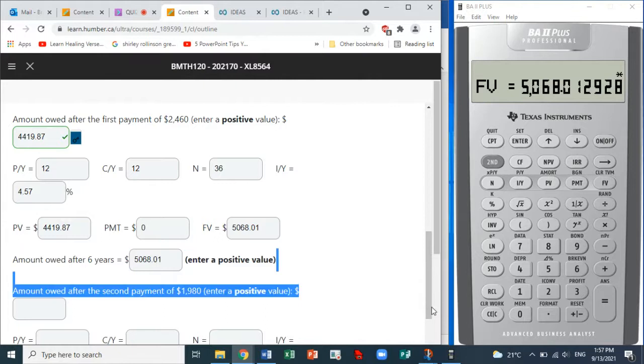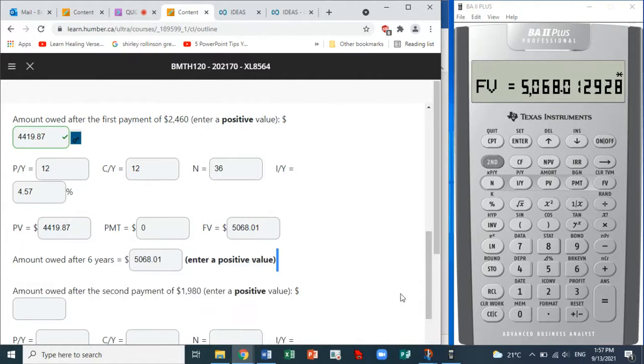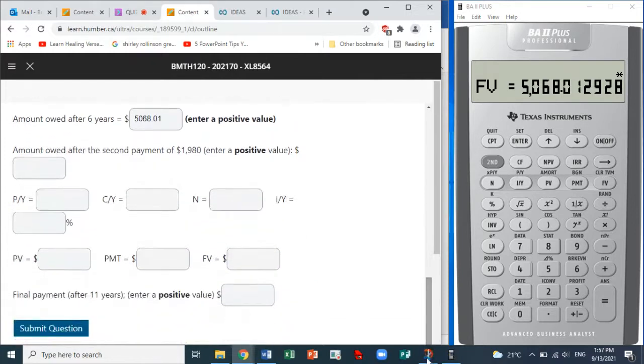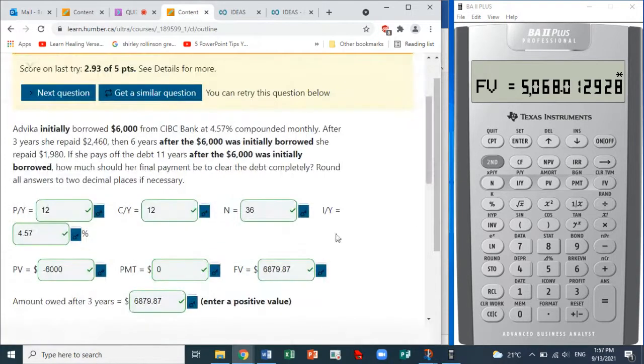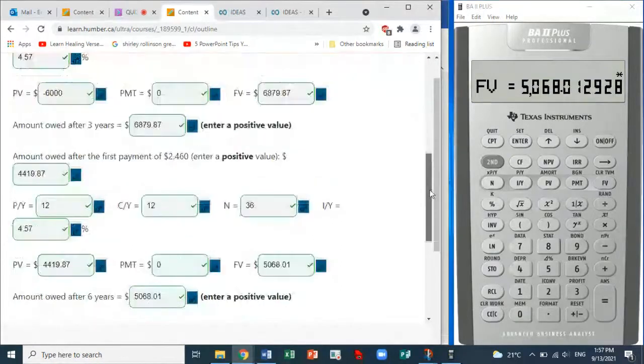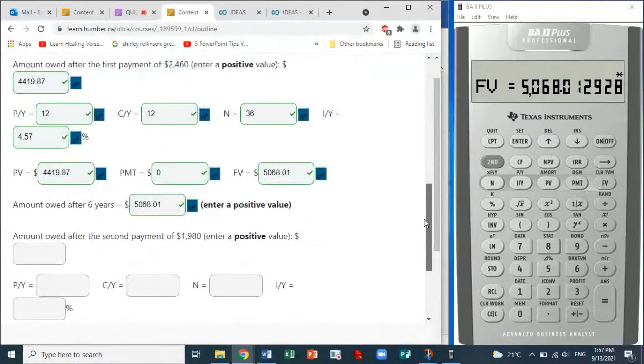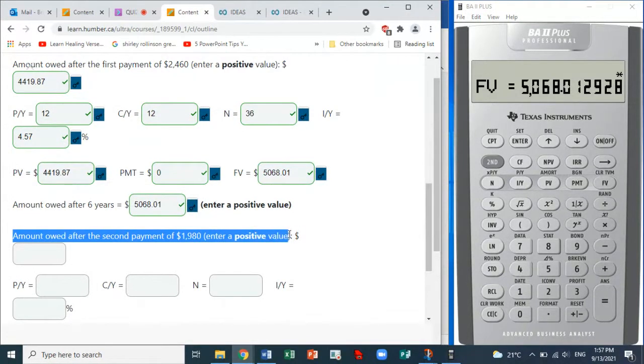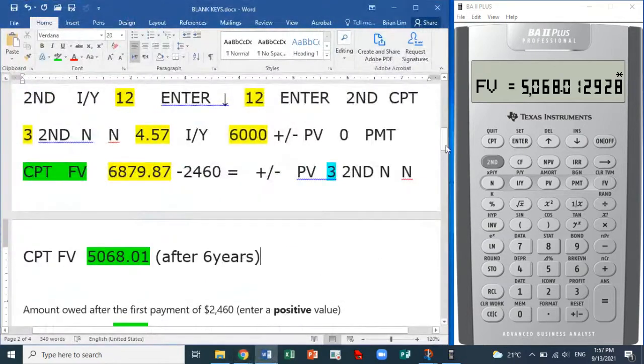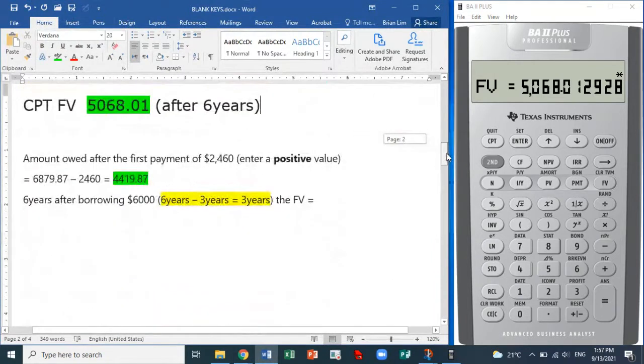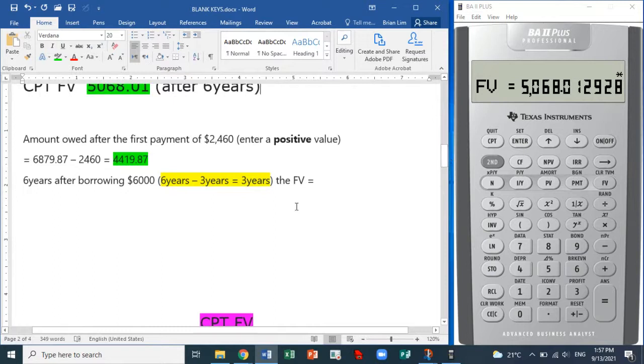We can go and check our answer. Let's go down. We're getting a little bit of a problem. And then we will go down now, and we can submit and see if our numbers are correct, and they are. Now the amount owed after the second payment. There is a second payment, and we are asked to enter positive values. $1,980.